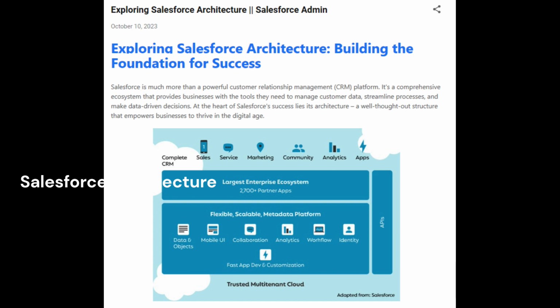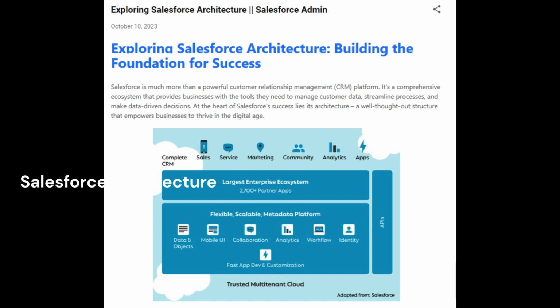6. Security and identity layer. Data security is paramount in Salesforce architecture. This layer manages user access and permissions, ensuring that the right people have the right level of access to data and features. It also includes identity management, which allows for single sign-on (SSO) and user authentication.